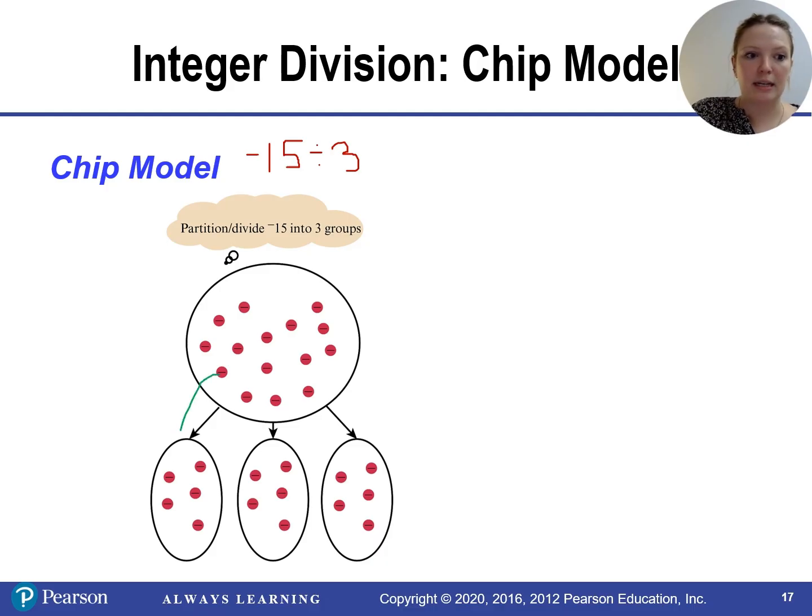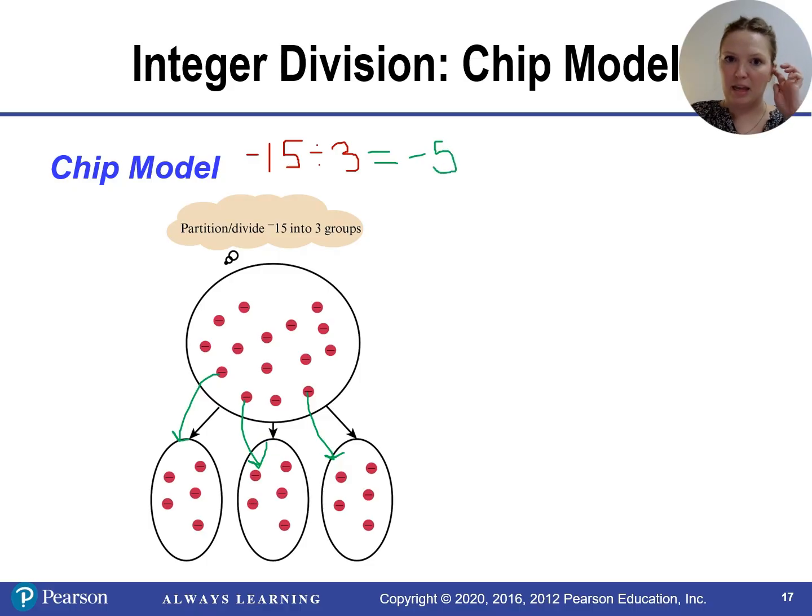equal groups. And I could say, all right, one negative chip goes here, one negative chip goes here, one negative chip goes here, and keep going until I pass out all the chips. And I could see that this results in 3 groups of negative 5. So negative 15 divided by 3 is negative 5.